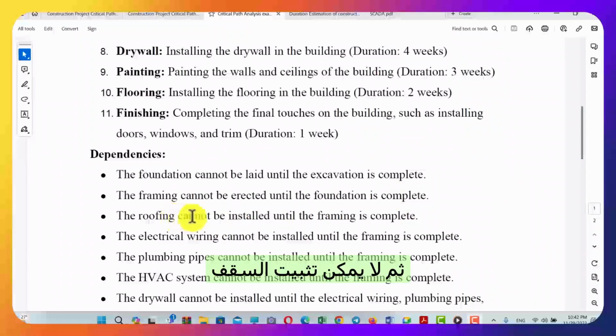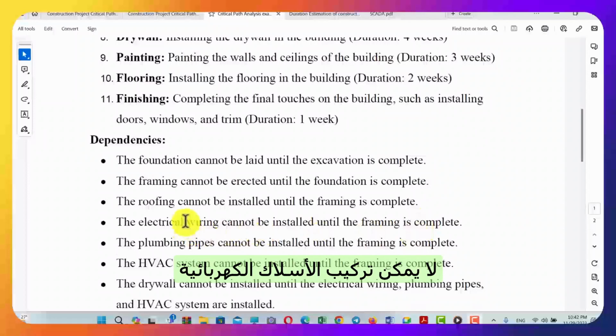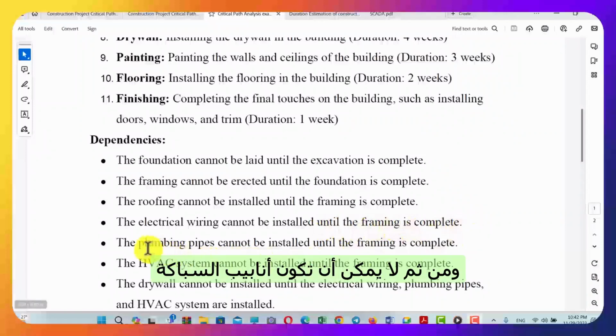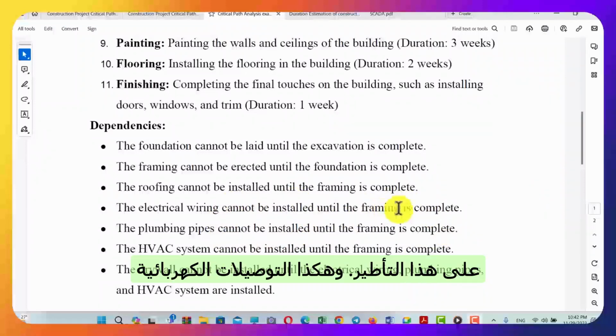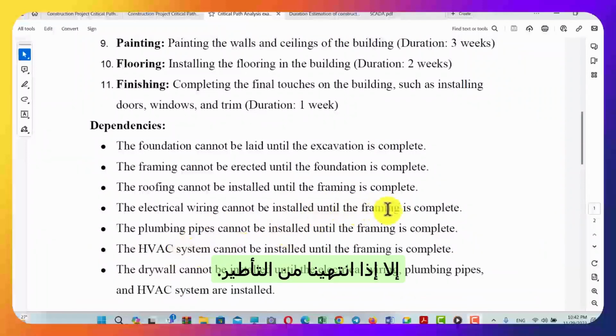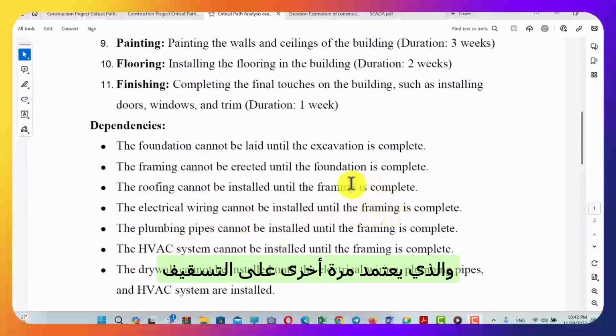Then the roofing cannot be installed until the framing is complete. Then electrical wiring cannot be installed until the framing is complete. And then plumbing pipes cannot be installed until the framing is complete. And then the HVAC system cannot be installed until the framing is complete. We notice something here, that we have 3 activities that are dependent on this framing. So electrical wiring, plumbing, and HVAC cannot start unless we finish the framing, which is dependent on the foundation, which is dependent on excavation.